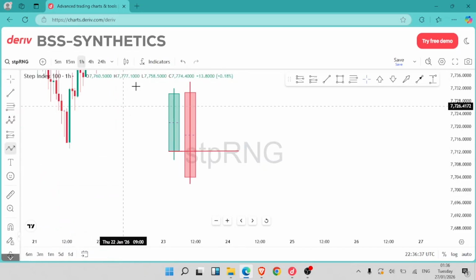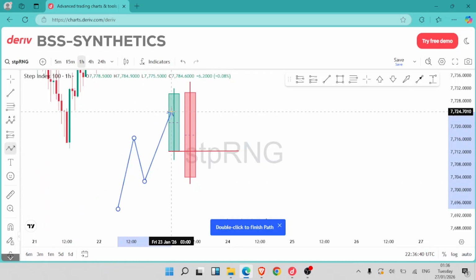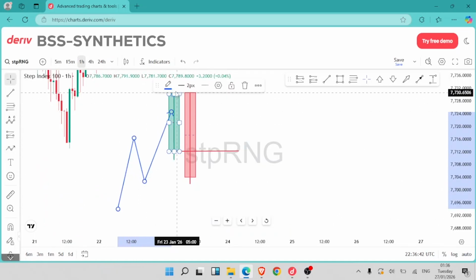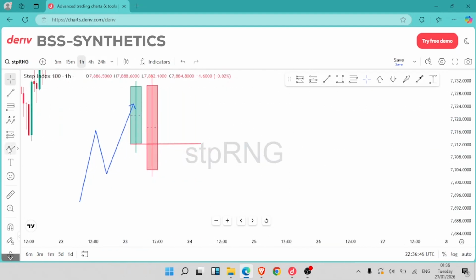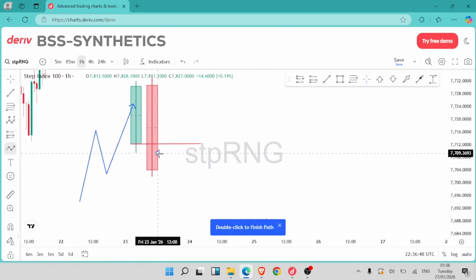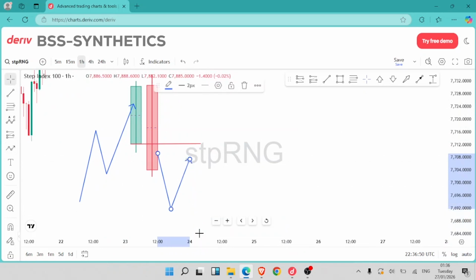Yes, path. So you have a previous bullish, and then you have this bearish engulfing pattern, and that signifies that price is now going to go lower, like that.